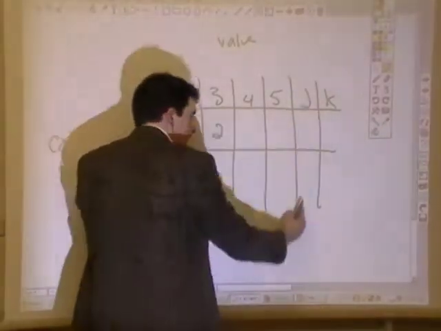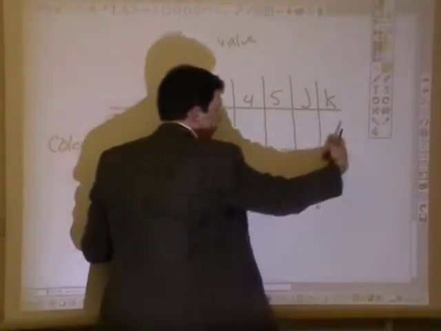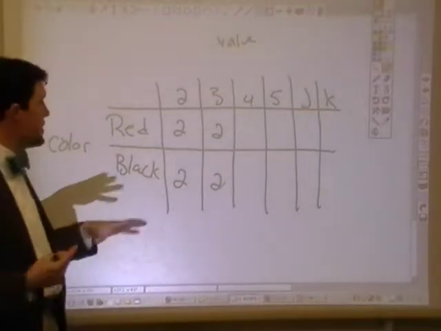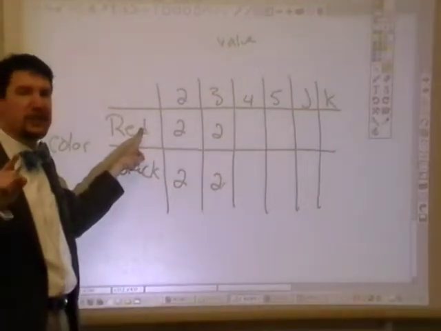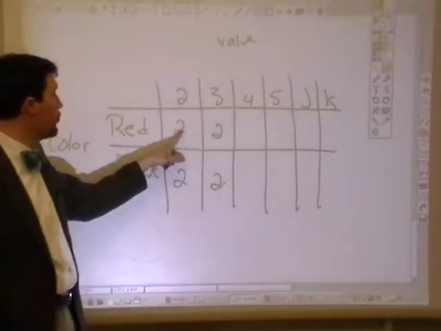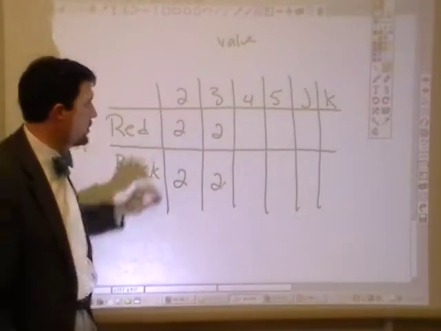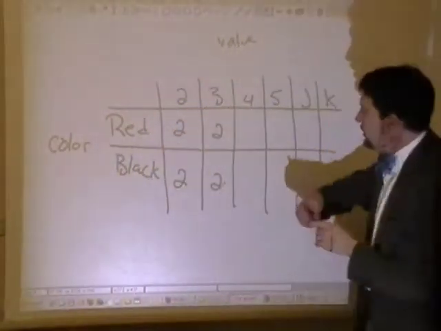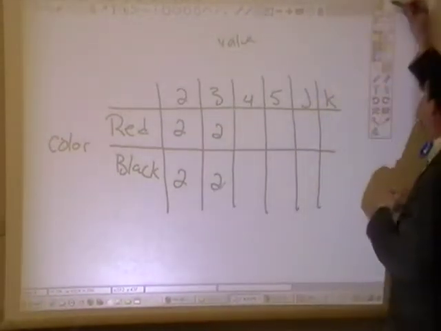2 and jack, they are disjoint. Red and black, they are disjoint. They are both rows. There is no intersection. But 2 and red, those intersect. They are not disjoint. They are not mutually exclusive because there are 2 cards that are both red and 2. And that's where disjoint falls through right there, is that these are not disjoint. Black and 2 are not disjoint.